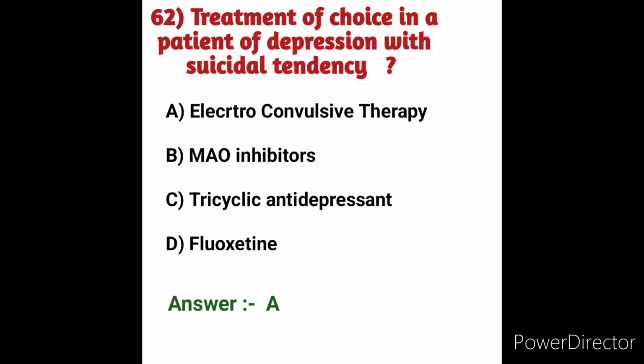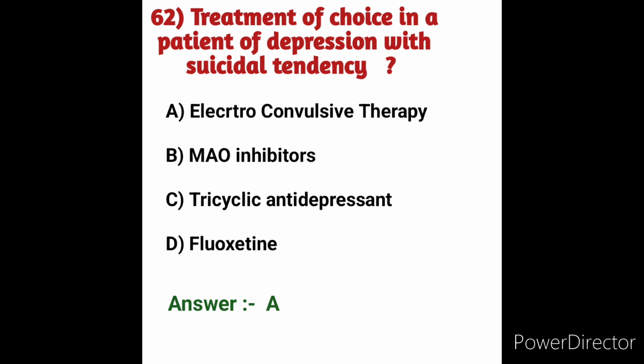Next, moving on to question number 62. Treatment of choice in a patient of depression with suicidal tendency. Option A, electroconvulsive therapy, means ECT. Option B, MAO inhibitors. Option C, tricyclic antidepressant. Option D, fluoxetine. Here option A is the correct answer, electroconvulsive therapy.